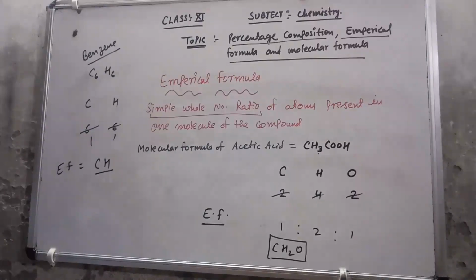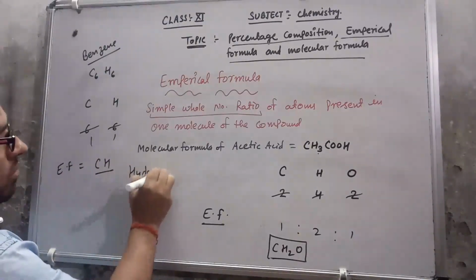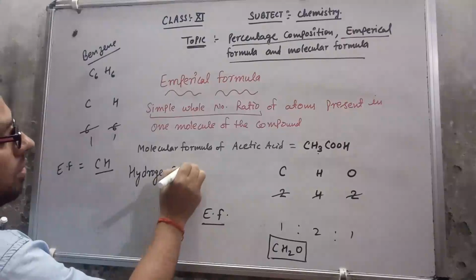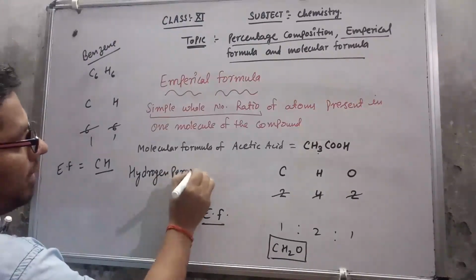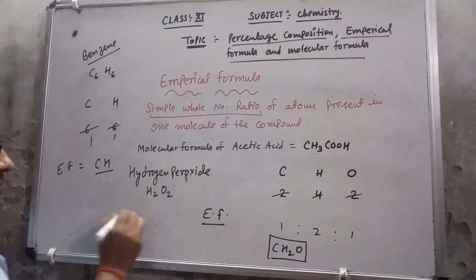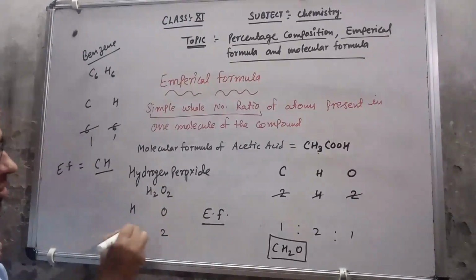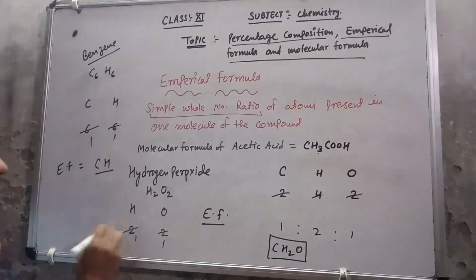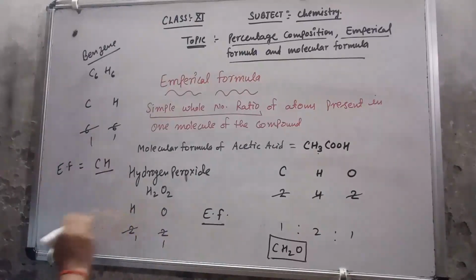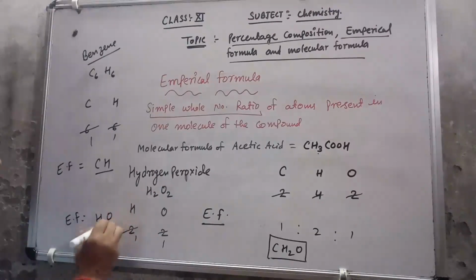As it is, you can go for hydrogen peroxide. The formula of hydrogen peroxide is H2O2. This is for hydrogen and oxygen. How many atoms of hydrogen? 2. Oxygen 2. Simple ratio is 1:1. This is H1O1. So I can say the empirical formula of hydrogen peroxide is HO. So that is a simple way by which we can find out the empirical formula.